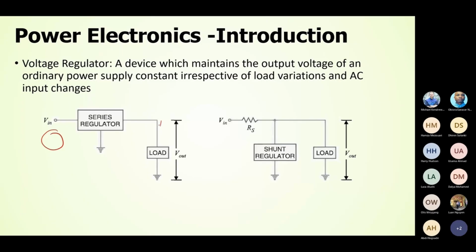Now, in general, these kinds of regulators are of 2 types. Type 1 is a series regulator, where, as you can see, the regulating element is in series with the load, so the input is in series connection with the load. In the shunt regulator type, our linear voltage regulator is in parallel with the load.